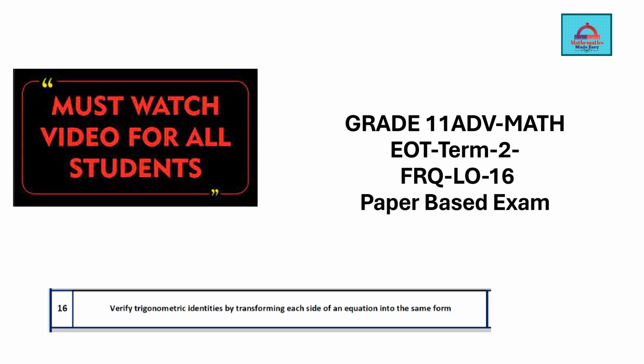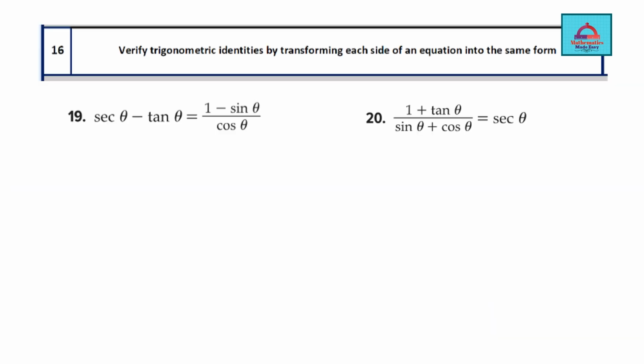All the best. Okay, so let's start with learning objective 16. We are covering verifying trigonometric identities by transforming each side of an equation into the same form. Let's begin with question 19.